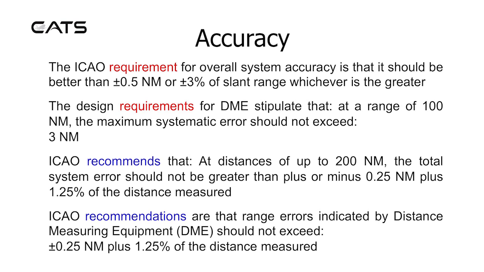ICAO recommends that at distances of up to 200 nautical miles, the total system error should not be greater than plus or minus 0.25 nautical miles, plus 1.25% of the distance measured. ICAO recommendations are that range errors indicated by distance measuring equipment should not exceed plus or minus 0.25 nautical miles, plus 1.25% of the distance measured.